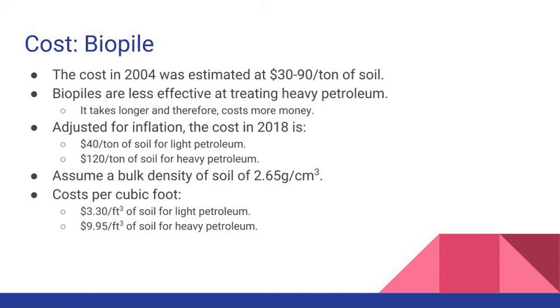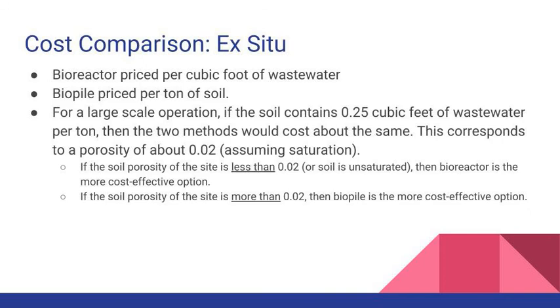For a large-scale operation, the soil treated in a biopile would have to contain 0.25 cubic feet of water per ton in order to be similarly priced to a bioreactor. This corresponds to a porosity of 0.02, assuming the soil is saturated, which is very low, but if the soil isn't saturated, the effective porosity could realistically be near this value for several soil types. If the porosity or effective porosity of the soil being treated is lower than this value of 0.02, then the bioreactor is the more viable and cost-effective option. If the porosity or effective porosity is higher than 0.02, then the biopile is more cost-effective.